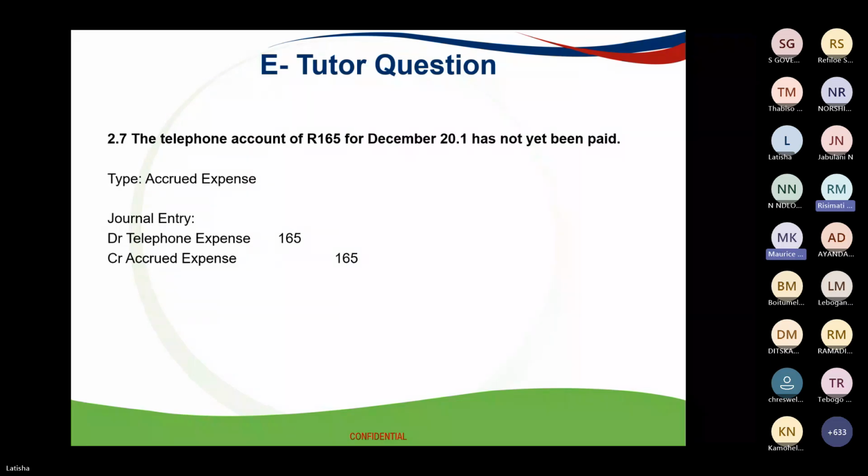Okay. So this one was quite simple, no calculation needed, simple. We have an expense that we have not yet paid, so we need to record that expense. Debit the expense and credit accrued expense. Okay.